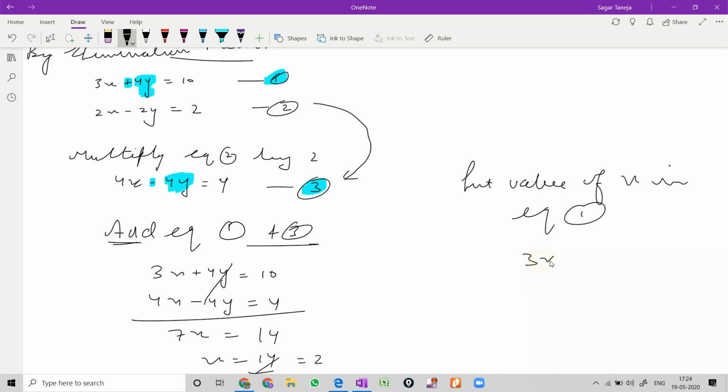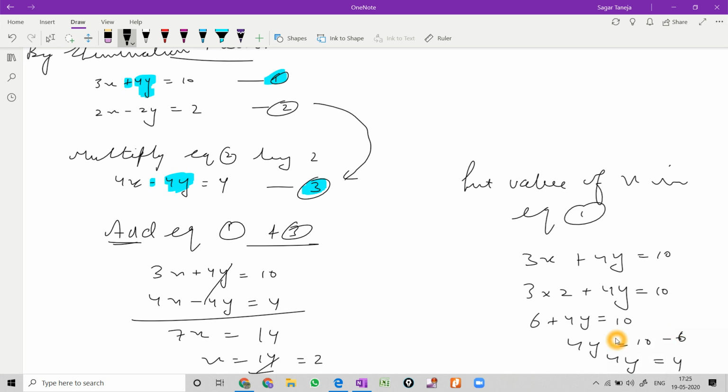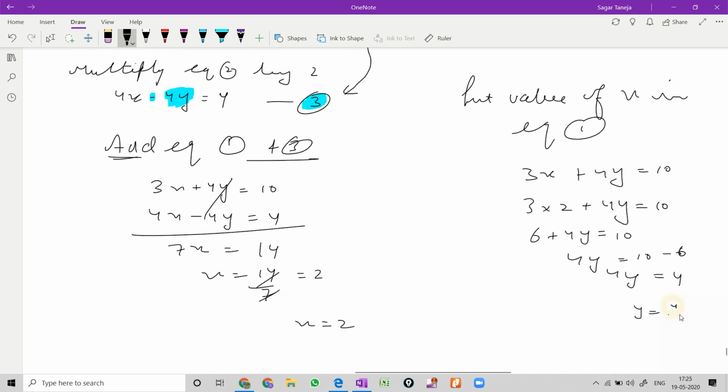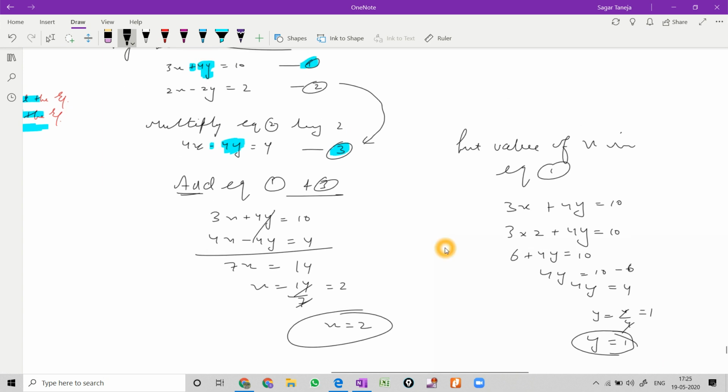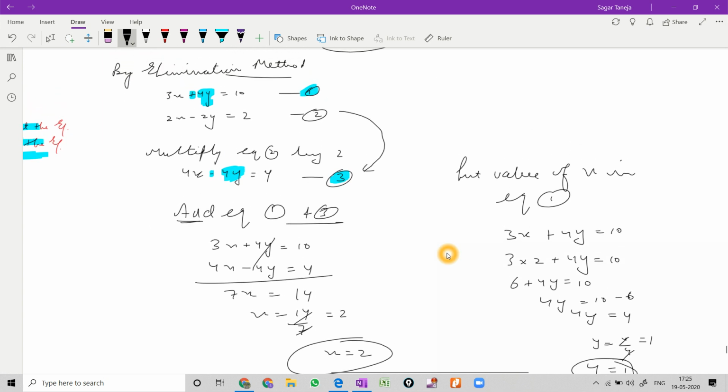3x plus 4y is equal to 10. Put the value of x here, that is 2. So this will become 6. 6 plus 4y is equal to 10, and 4y is equal to 10 minus 6. So 4y is equal to 4. y is equal to 4 upon 4, that is equal to 1. So the value of y is 1 and the value of x is 2. Clear? So again we have solved by the elimination method.